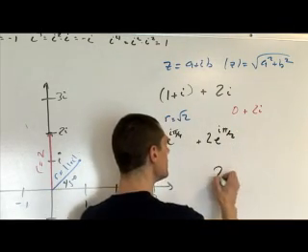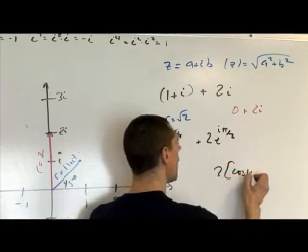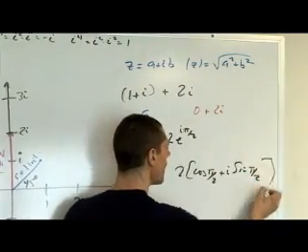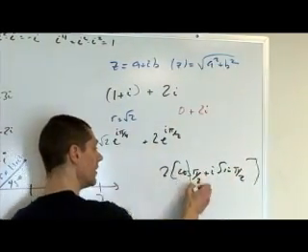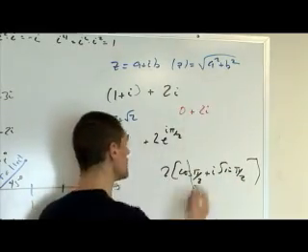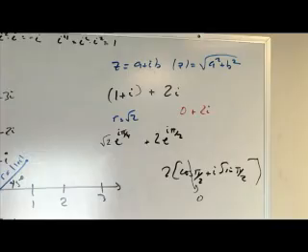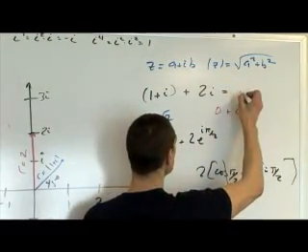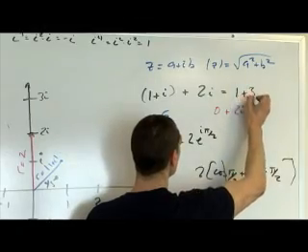Because this is going to mean 2 times cosine pi over 2 plus i sine pi over 2. Cosine pi over 2 is 0, and sine pi over 2 is 1. So this is just 2i. What happens when we add them together? Well, we know by the way we add complex numbers, this is 1 plus 3i.